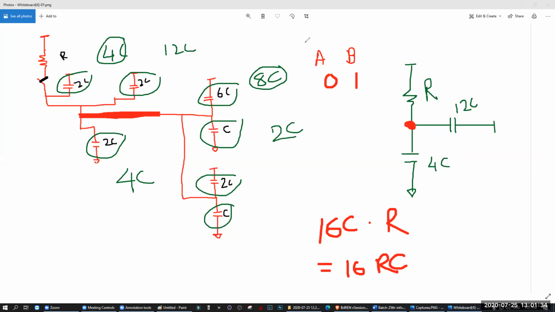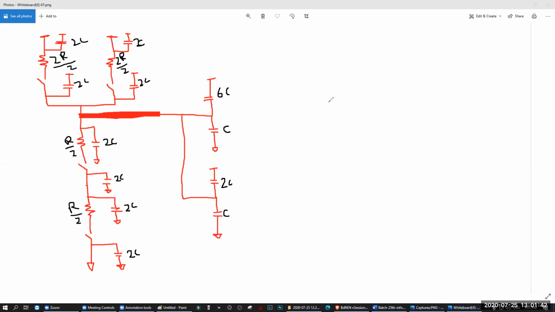Can you do it? So what I am going to do, I am going to clear everything. Now you do it for A is equal to 1, B is equal to 0. All of you do it. Take 2 minutes and do it.